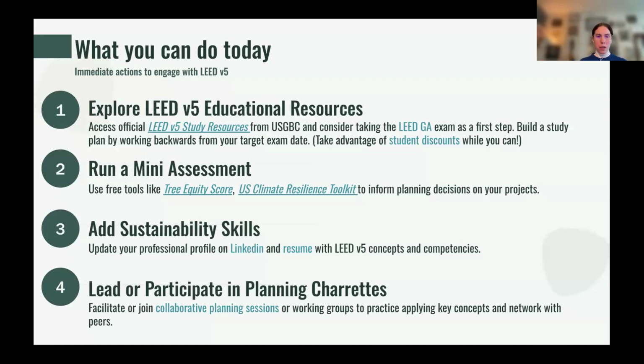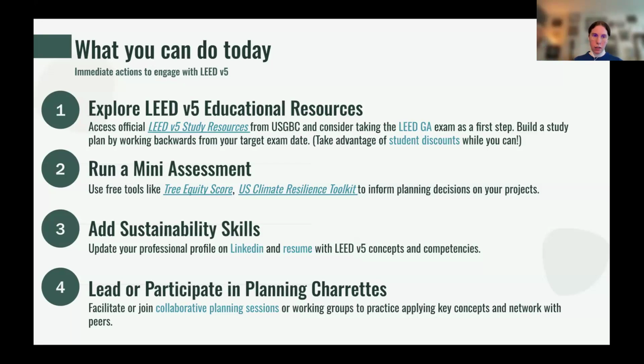So number one being to explore the educational resources that are available through the U.S. Green Building Council and its educational partners. We will be leaving you with some links to engage with. For anyone who is a student, also consider taking the LEED Green Associate exam while you can, because the discounts for students are pretty significant. It would be really beneficial, if that's a path you want to go down, to set a date for when you want to take the exam, and then work backwards from there with a study plan.